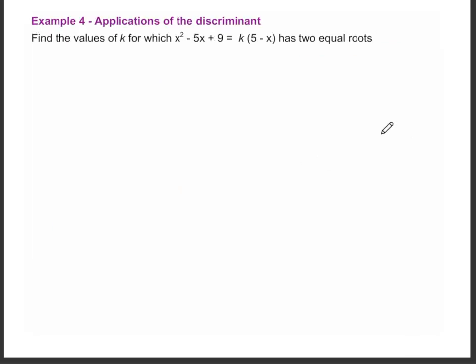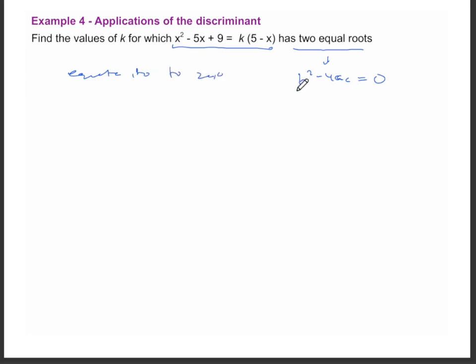Here are some of the questions where you apply the discriminant. For example, find the values of k for which x squared minus 5x plus 9 equals k times (5 minus x) has two equal roots. So we know that two equal roots means b squared minus 4ac is going to be equal to 0. But at the moment, we have this right here. The way we do it is we would want to equate it to 0.